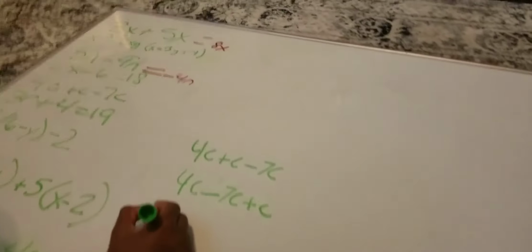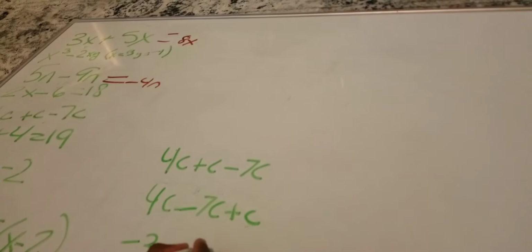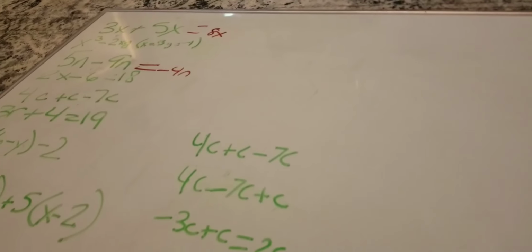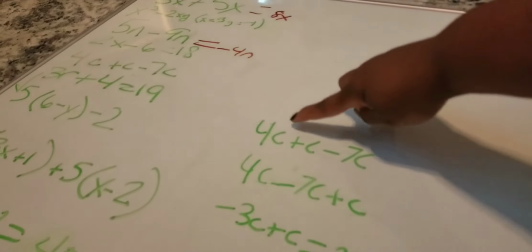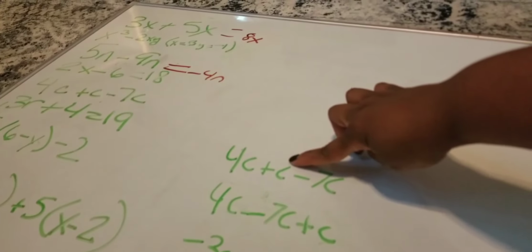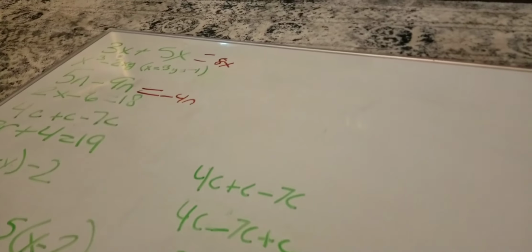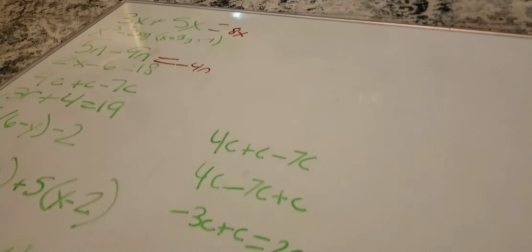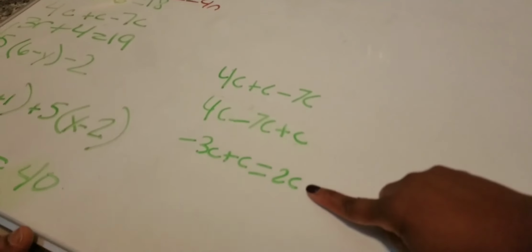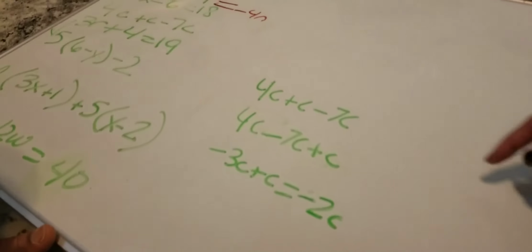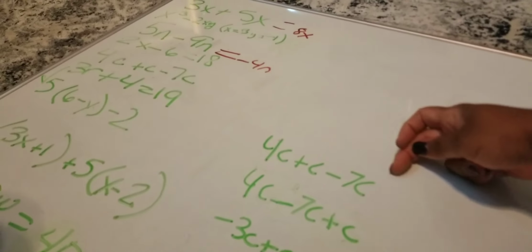I would have combined it completely different than you, but that's fine. So negative 3C plus C equals negative 2C. Very good. What I would have done is 4C plus 1C is 5C. 5C minus 7C is 2C. But pay attention. Is this answer correct or incorrect? No, incorrect. What should the answer be? Negative 2C. Excellent.